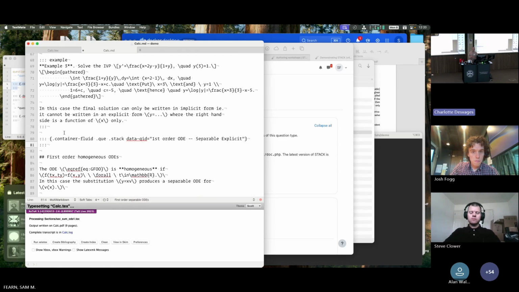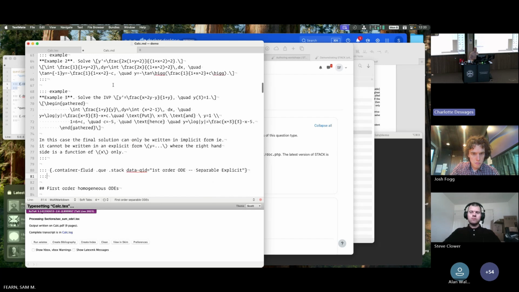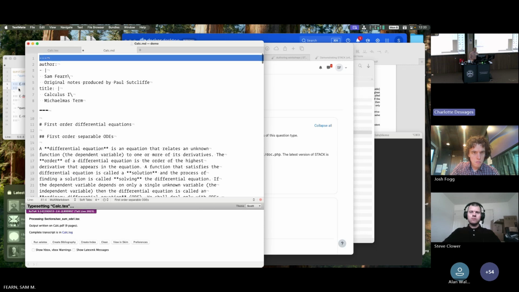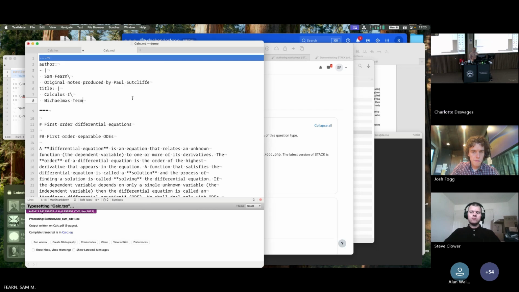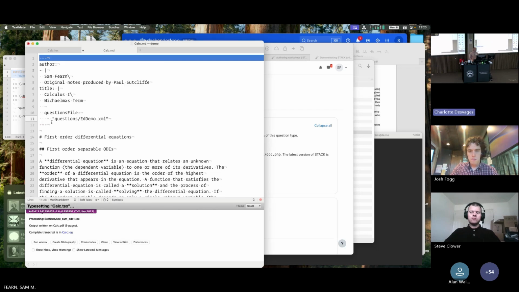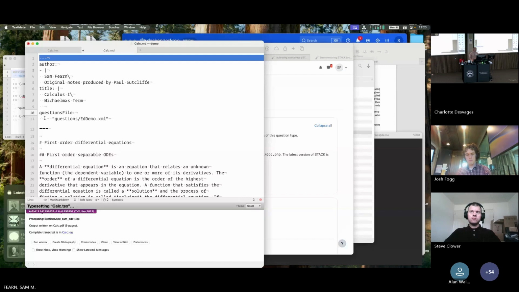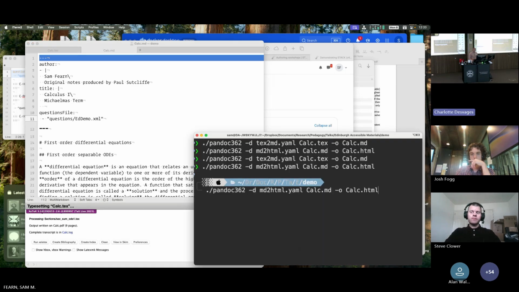I'm going to put a line in that says I want to put a stack question in here. The stack question is the question whose name is first order ODE separable explicit. And I'm going to put something at the top of the markdown file that tells it where it should expect to find that question. So this is a file on my computer that I've exported from Moodle that's got my stack questions in. I'm just going to reproduce the HTML.